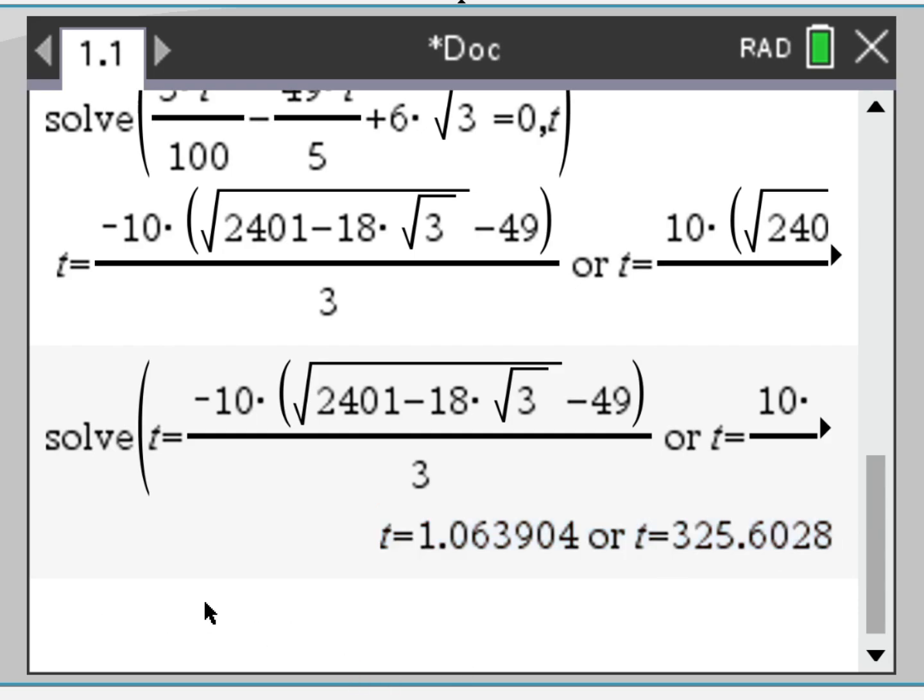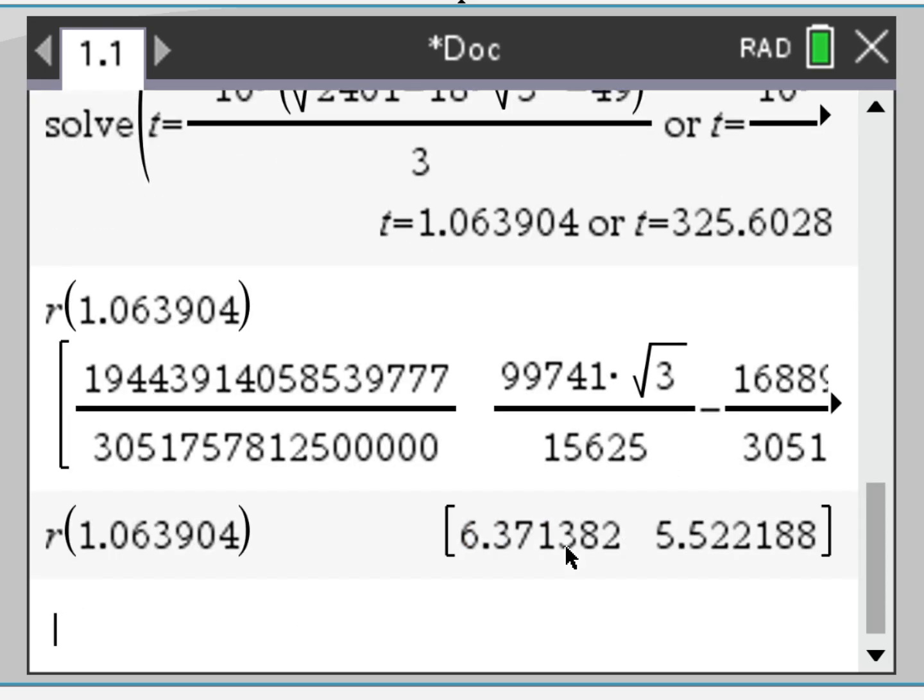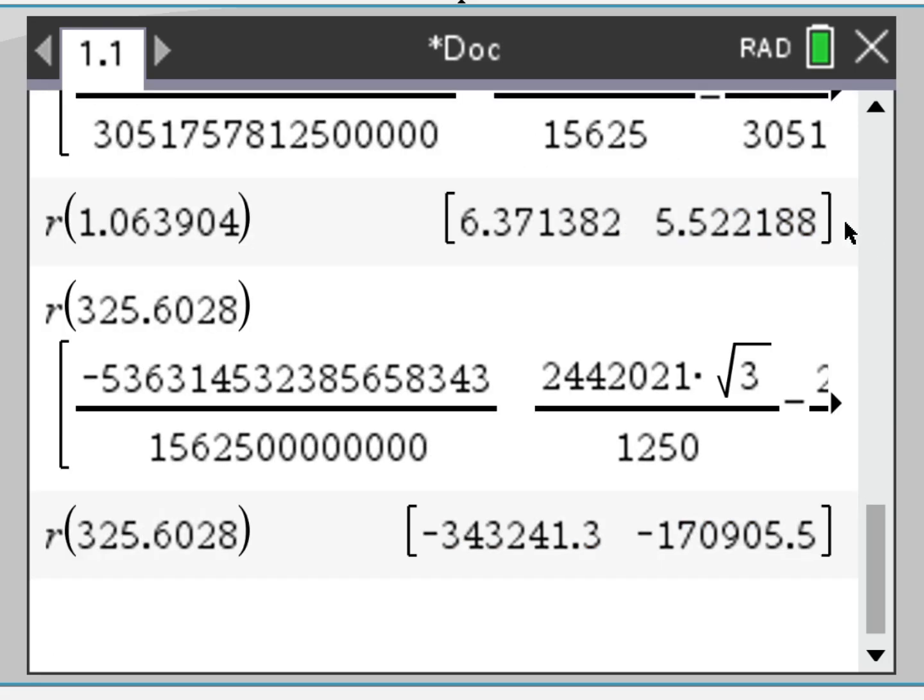So the position, which is r of t, I'm going to sub in the first one. And remember, control enter. This is the x component, which is the horizontal distance, and this is the height component. Look, it's 5.5. Looks great. What about if I sub in r of the other one? Absolute rubbish. Look at it. It's negative, it's below. So this is our actual maximum height.